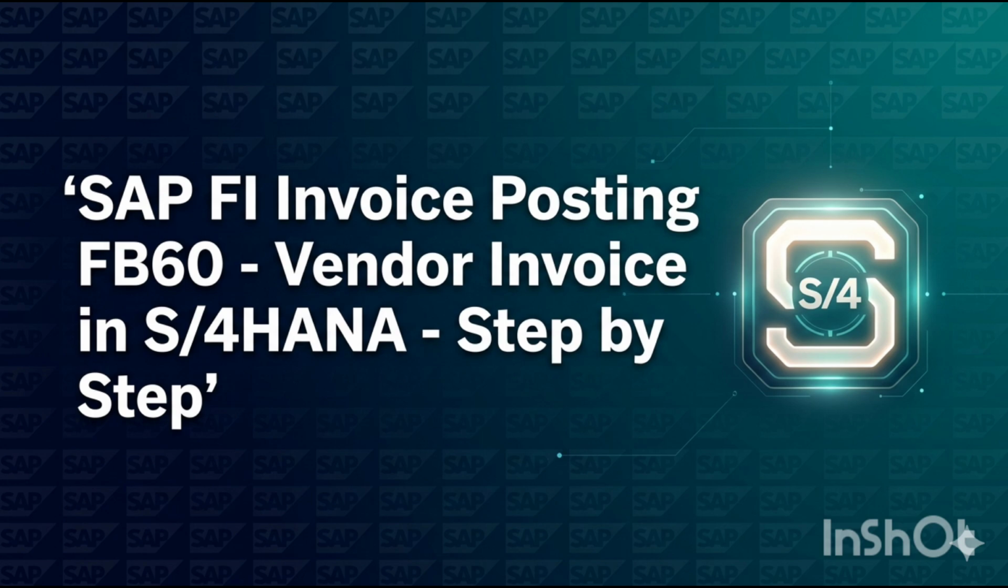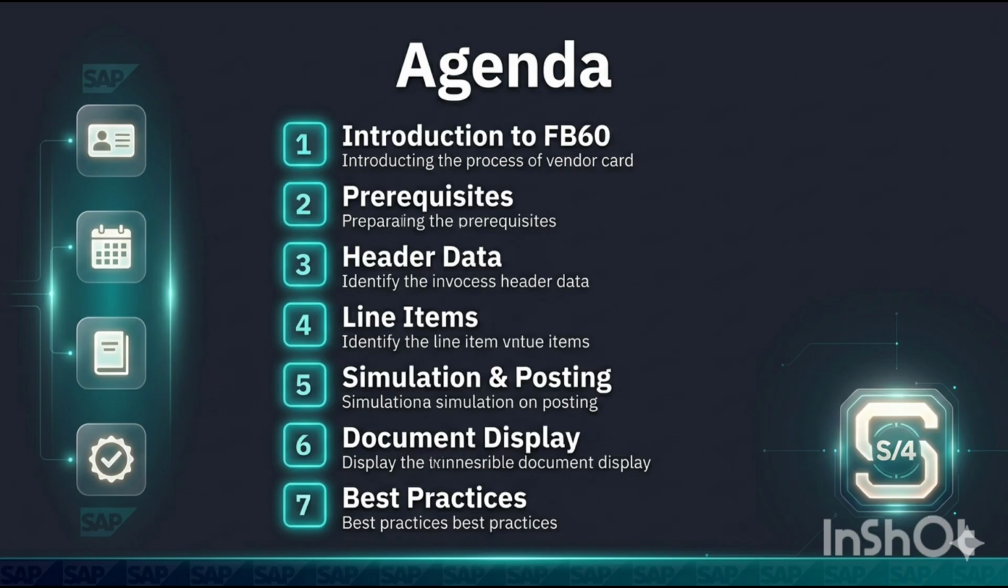Let's get started. In this video, we will follow a clear structured agenda. First of all, we will understand what FB60 is and its importance in the accounts payable process. Next, we will discuss the prerequisites you must fulfill before posting an invoice. Then we will go through each step in detail: entering header data, line items, taxes, simulation, and finally posting the document. After posting, we will learn how to display the posted document using FB03.